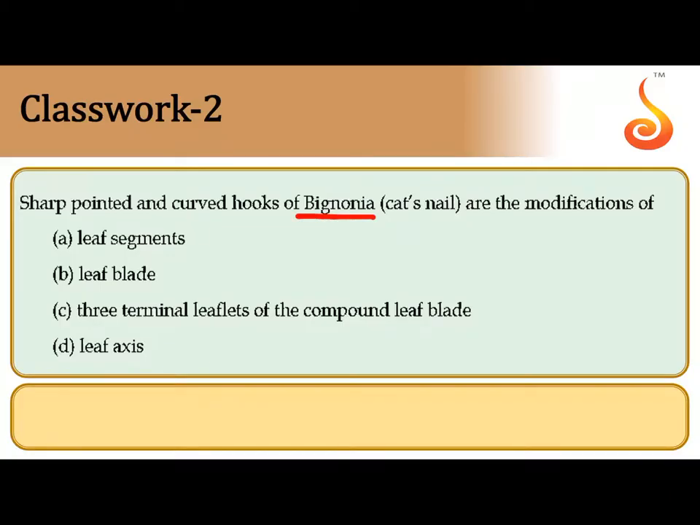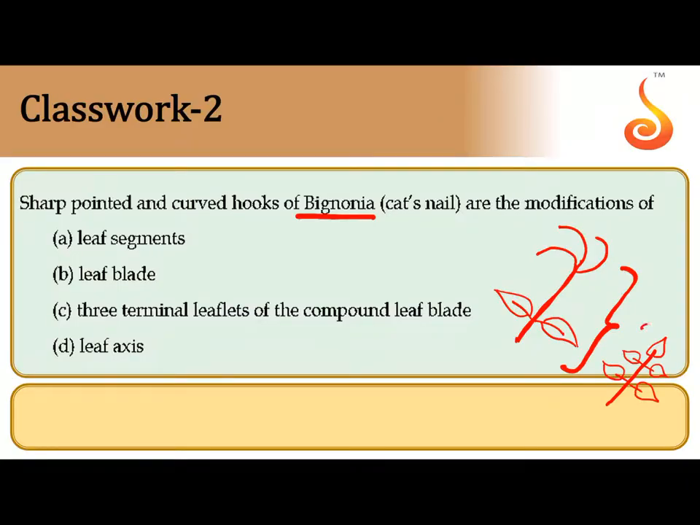Sharp pointed curved hooks of bignonia. Now in bignonia what happens is it has a compound leaf. Compound leaf means you know about the leaf being dissected into individual leaflets. So this is a compound leaf. It has two leaves at its end, and at its corner it has three curved hook-like structures, like a claw which holds on to a substratum. This kind of leaf otherwise would look something like this. So it's as if these three terminal leaflets are modified into these hook-like structures. We call this kind of leaf a pinnately compound leaf.